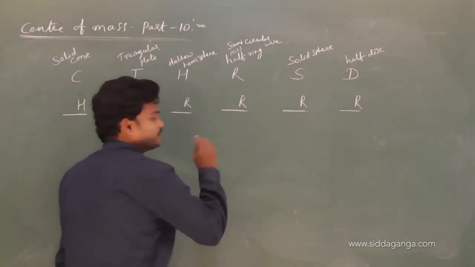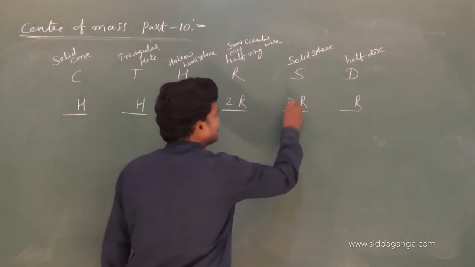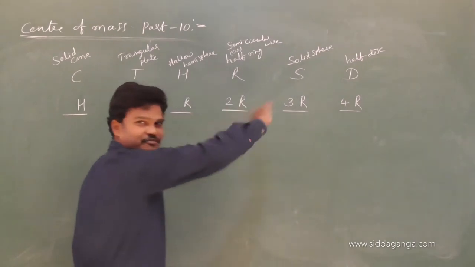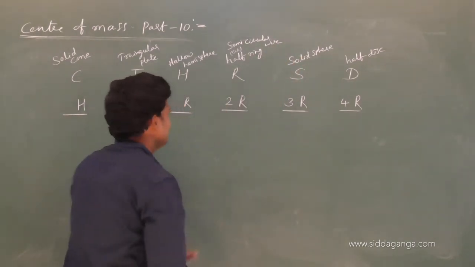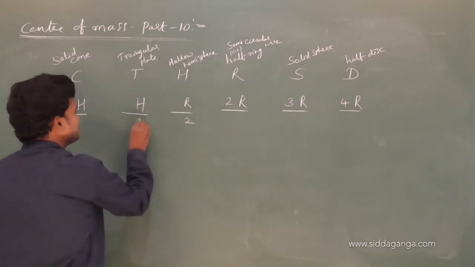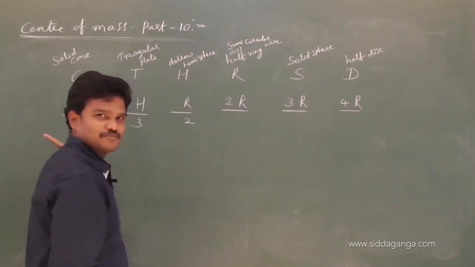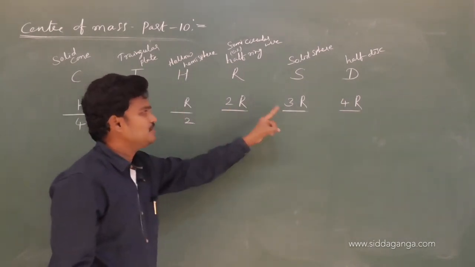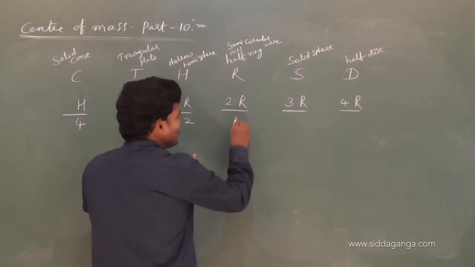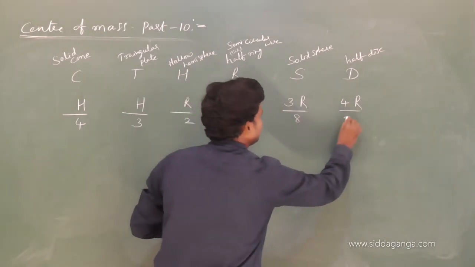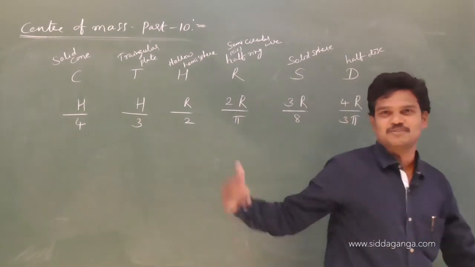See the way, let me start. 2, 3, 4. Let us follow the reverse: 2, 3, 4. Got it? And don't ask why I am writing like this. This is pi, 8, 3 pi. Keep in mind, pi, 8, 3 pi. Now check it. All formulas are coming.